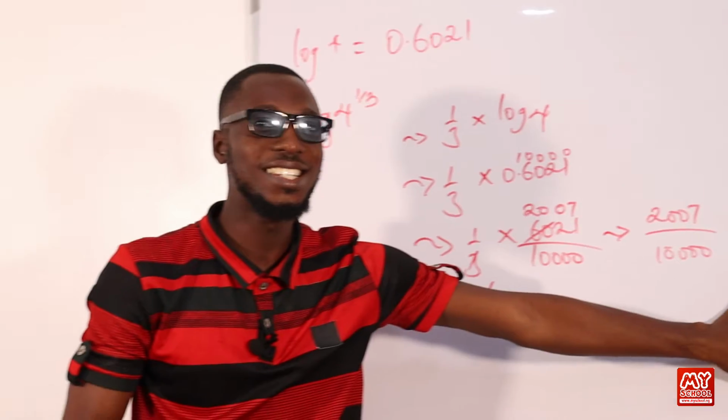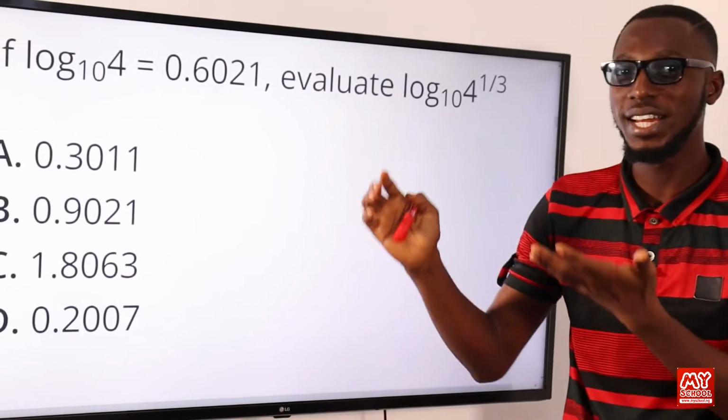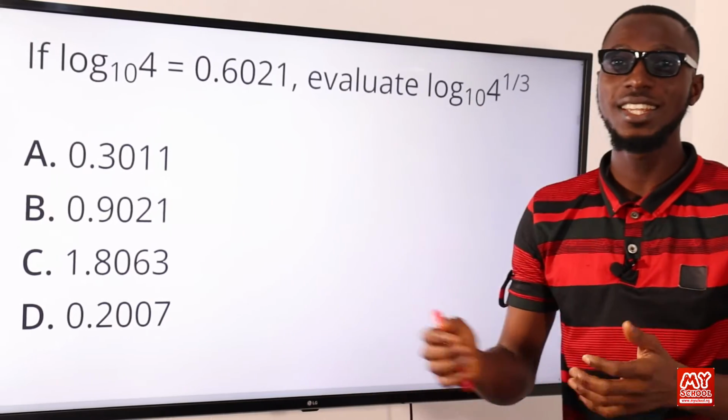So let's go back to the screen and see if we can find the correct option. 0.2007, where do we find that? We find that in option D. So option D is the correct option.